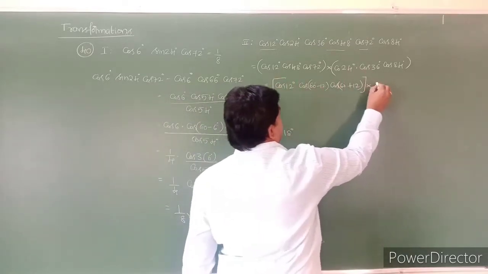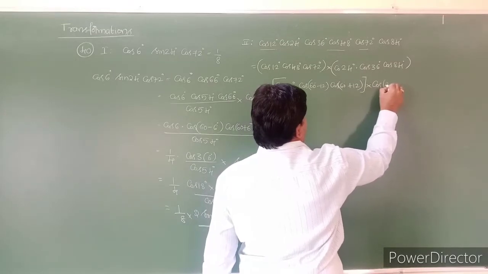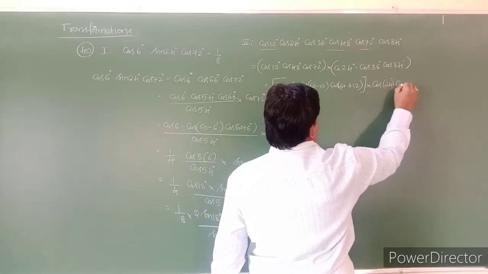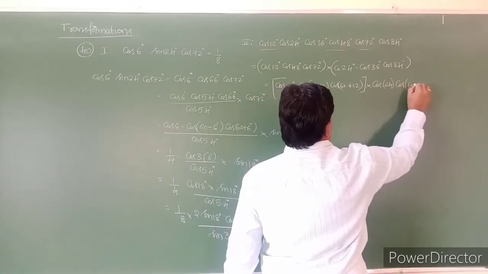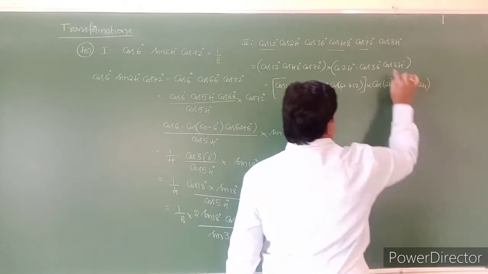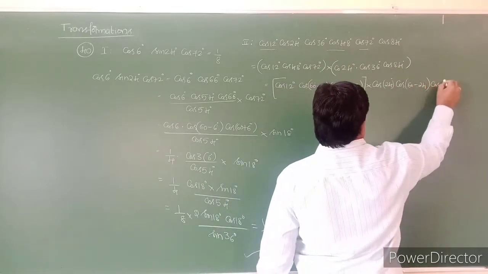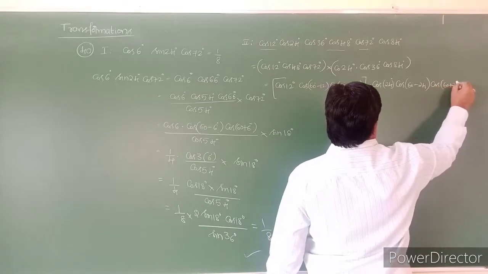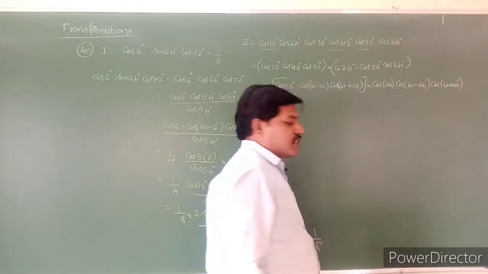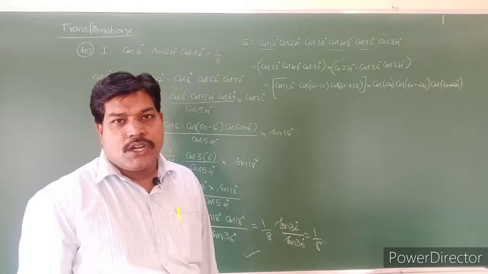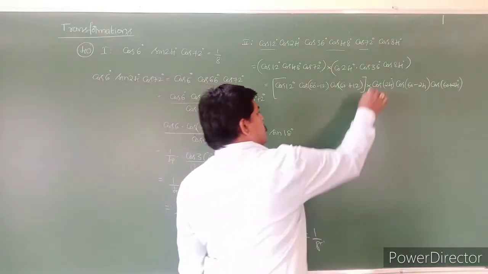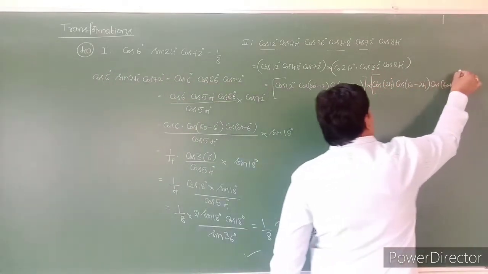Into, what is this? This is also the same, cos 24, cos 60 minus 24, cos 60 plus 24. Do you understand that? So this is the one and this is the one.